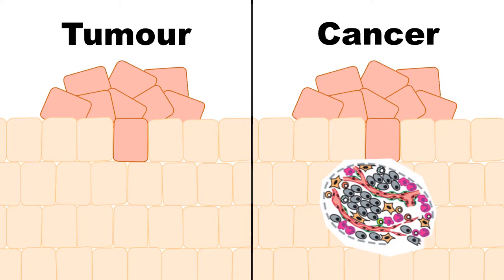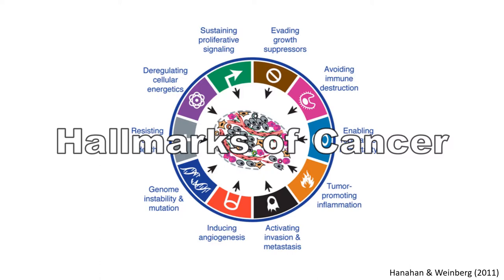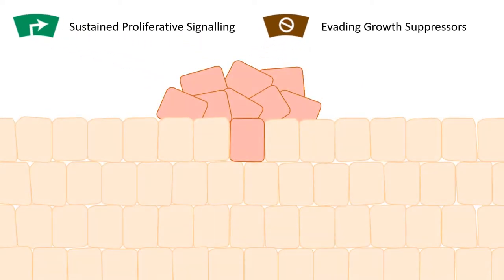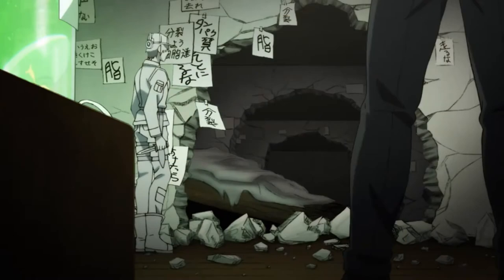For a cell to cause cancer, it would need to acquire certain traits and characteristics, known as the hallmarks of cancer, of which there are a total of 10, but not all are required. A cell with uncontrollable replication has the traits of sustaining proliferative signaling and evading growth suppressors, with increased production of growth signals or receptors, and decreased production of growth suppressors or receptors.